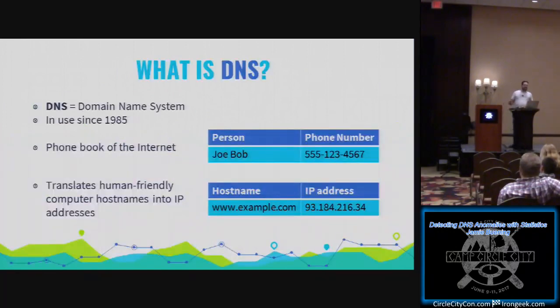If you're familiar, you'll know DNS is the Domain Name System, in use since 85, and it's essentially the phone book of the internet. It's like when you know who you want to talk to, Joe Bob, you've got to go look up his phone number so that you can initiate that communication. Similarly, DNS translates that human-friendly name into an IP address that a computer can then use to initiate that communication and get the resource, a web page typically, or other type of data.